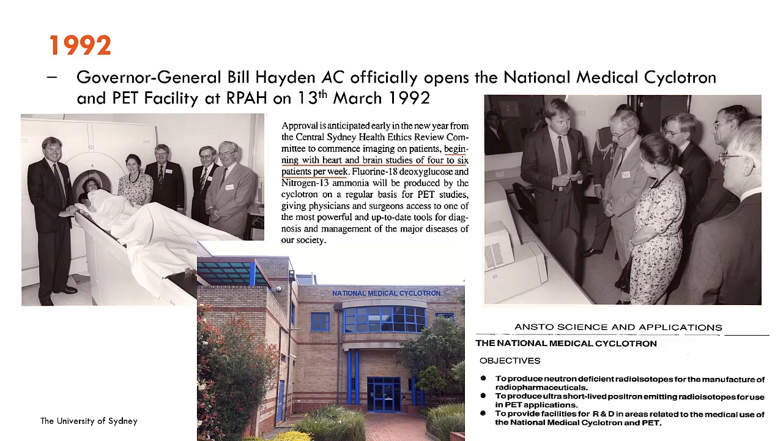Eventually, the National Medical Cyclotron was built and was opened by the then Governor-General Bill Hayden on the 13th of March 1992. In a few photos there, you can spot some characters that you probably recognise. Look at the underlined section in the text in the middle there about the ambition for this, because again, the PET was still to be used as a research device predominantly. And RPA's ambition was to begin with heart and brain studies of 4 to 6 patients only per week. They were going to use deoxyglucose and nitrogen-13 ammonia. And this would be transported from the nearby National Medical Cyclotron about 300 metres away from the PET scanner and sent across in a pneumatic tube.